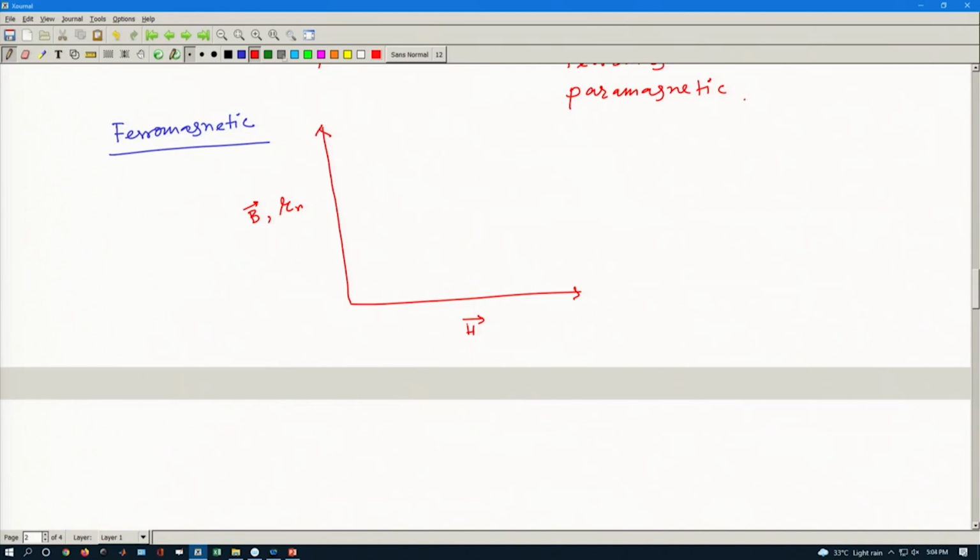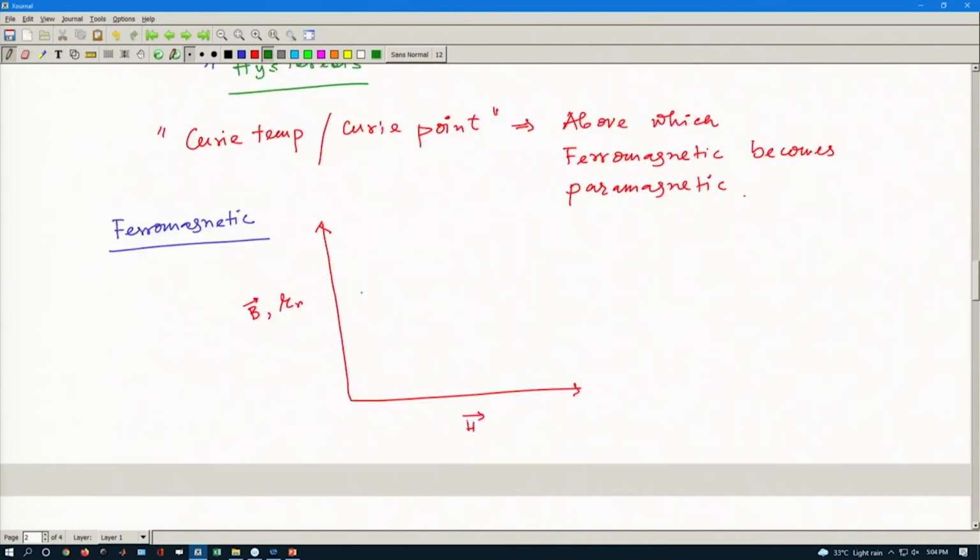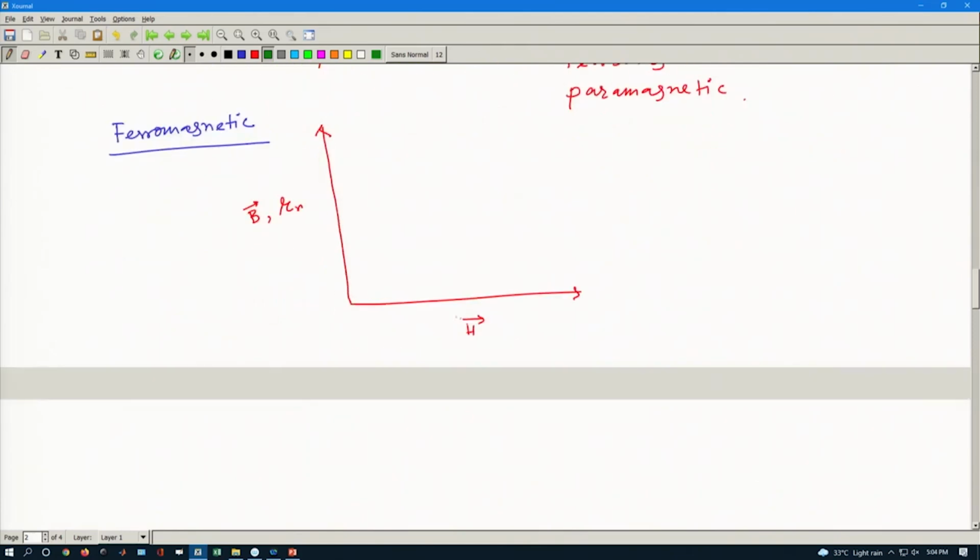So, the relationship between H and B is not linear, because the response is non-linear. Normally B and H have a linear relationship for paramagnetic and diamagnetic, but here we have a relationship like this. It will increase and then gradually go to saturation. So, this is the B curve. What about the mu r? If I plot mu r, how will the plot look like? The plot is simply like this.